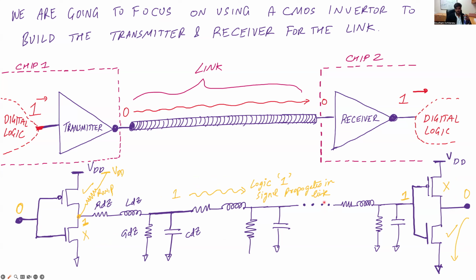And similarly, the reverse happens when you have an input of 0. So with an input of 0, the PMOS is on. This terminal is connected now to VDD through the on resistance of the PMOS. And so now the signal 1 is going to propagate. And similarly here, the NMOS is on and the PMOS is off. So the output is now going to turn low. So essentially the signal 0 has been transmitted all the way from chip 1 to chip 2 using the transmission line along with the two inverters.